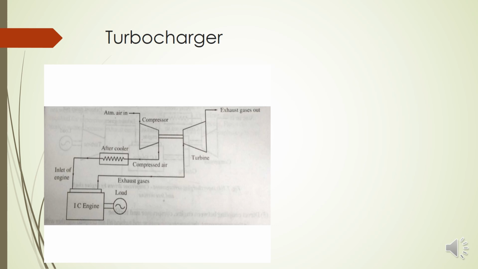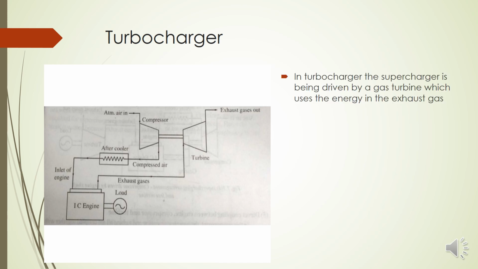So the air is entering through here, the compressor inlet. The compressor increases the pressure, and the temperature also increases. We are applying an aftercooler, and it will go to the engine after that. And the exhaust will go to the turbine, produce some work, and it goes out. So that is the difference. In a turbocharger, the supercharger is driven by a gas turbine which uses the energy of the exhaust gas, and there is no mechanical linkage between the engine and the supercharger.